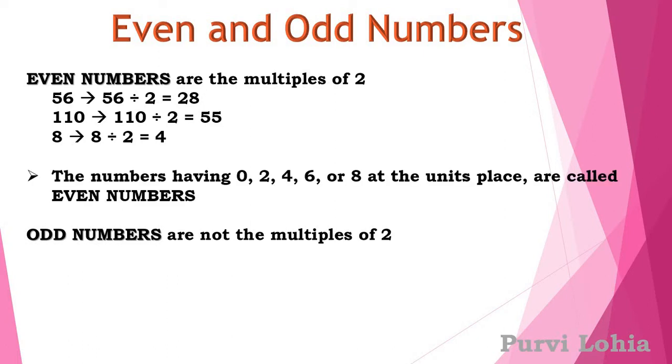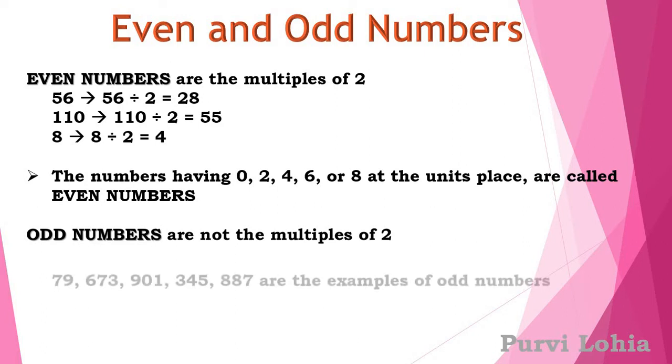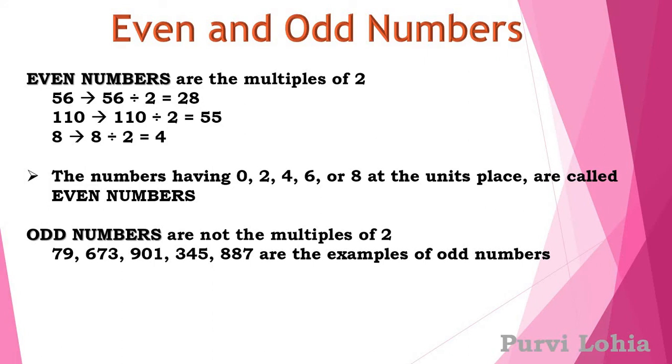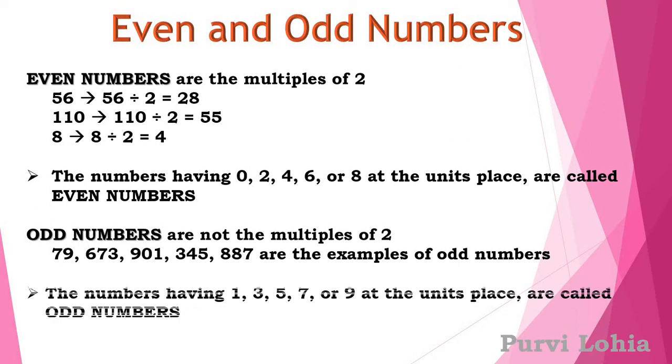So the numbers having 0, 2, 4, 6 or 8 at the units place are called even numbers. Now what is units place? It is ones place. Okay, and 79, 673, 901, 345, 887 are the examples of odd numbers. That means the numbers having 1, 3, 5, 7 or 9 at the units place are called odd numbers.